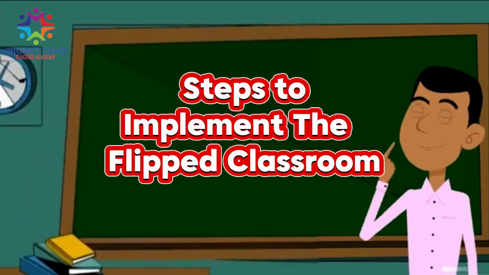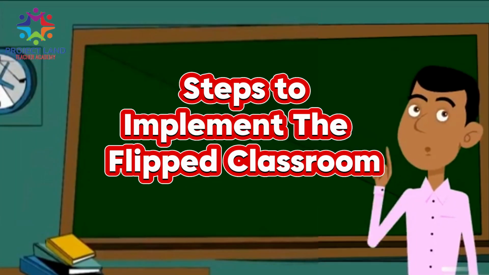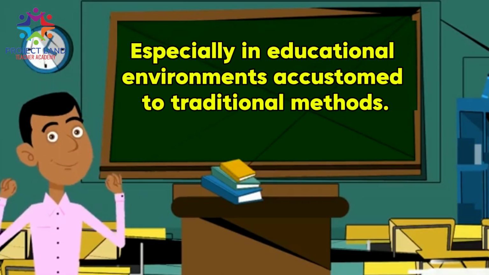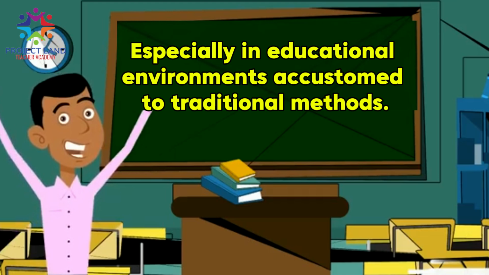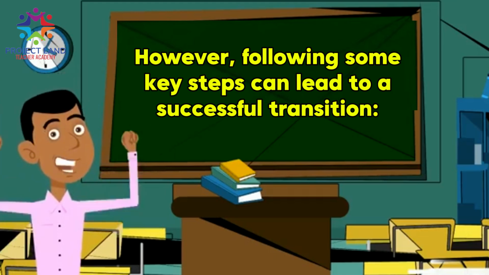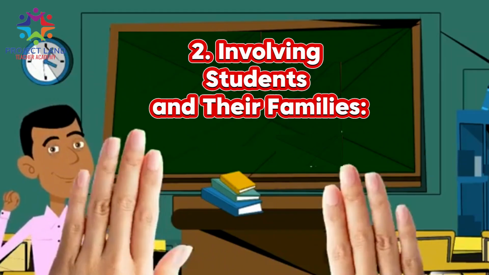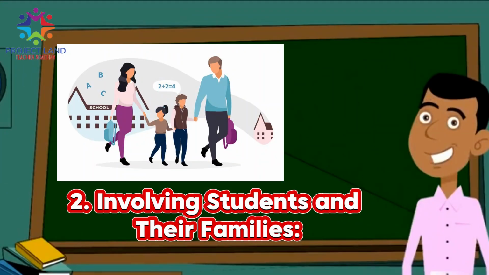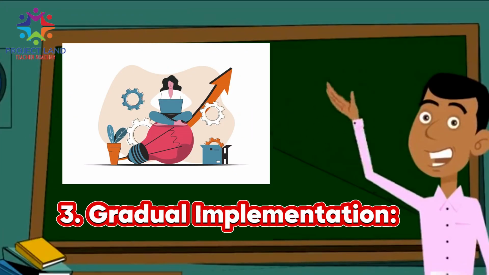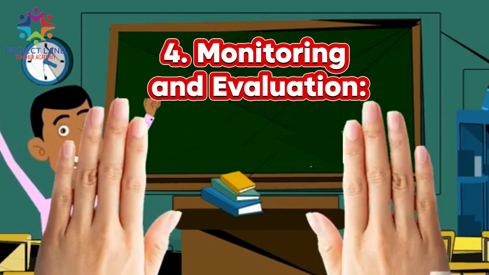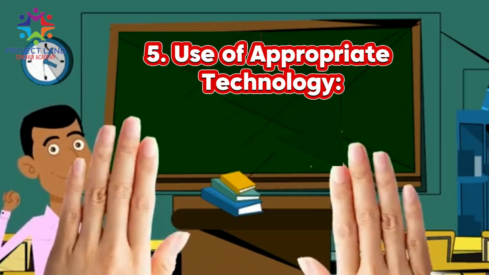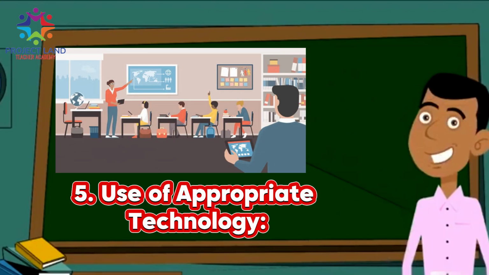Steps to implement the flipped classroom. Implementing the flipped classroom can be challenging, especially in educational environments accustomed to traditional methods. However, following some key steps can lead to a successful transition. 1. Teacher training. 2. Involving students and their families. 3. Gradual implementation. 4. Monitoring and evaluation. 5. Use of appropriate technology.